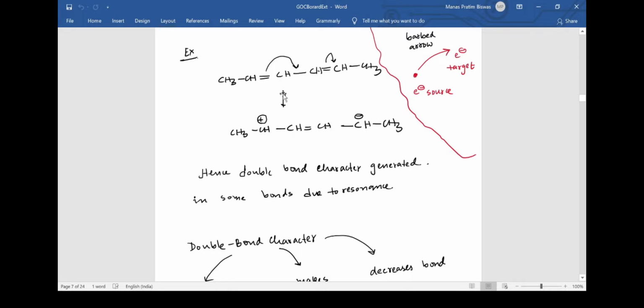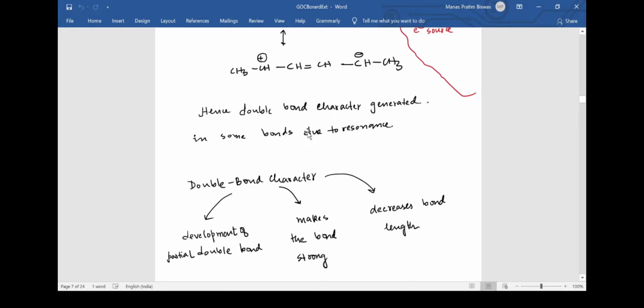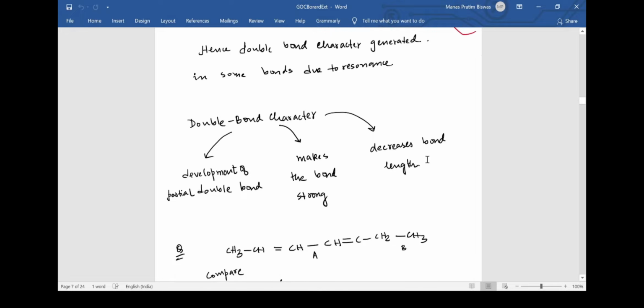The charge is getting dispersed and resonance is happening, and due to this resonance a double bond character is getting developed. Now what we need to understand is some characteristics of double bond character. We say that due to resonance a single bond gains some double bond character. That is, initially there was not that much dense electron cloud between two atoms, but due to resonance an electron cloud appeared over there, and that created a double bond character. So double bond character has some specific features, and we need to understand them.